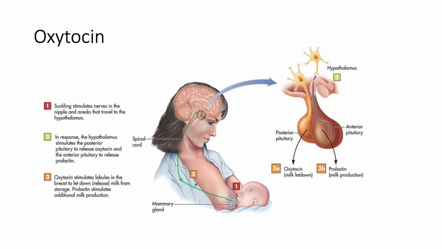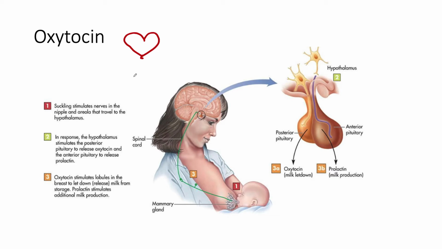Next hormone is oxytocin. So oxytocin is sort of known as the love hormone. So both men and women produce oxytocin. Oxytocin has sort of two main functions in women that we usually talk about. One of them is that it causes milk letdown.